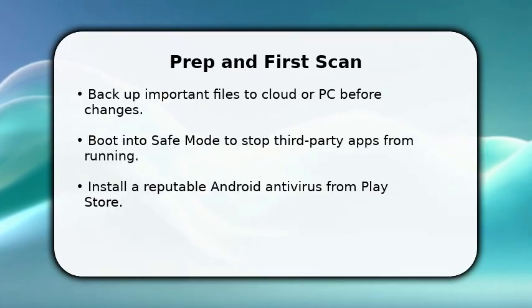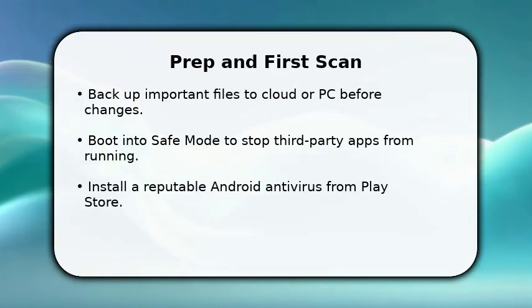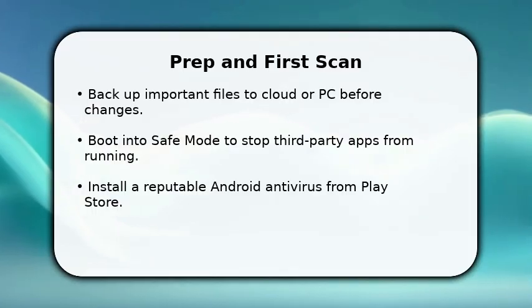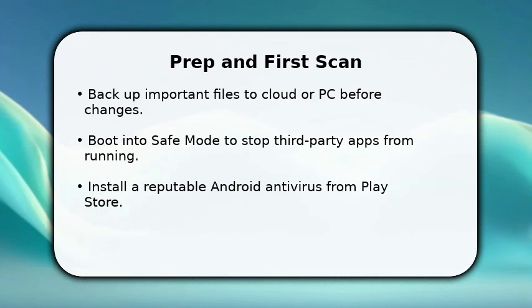Once in safe mode, open Play Store and install a reputable Android antivirus app. Choose one with recent updates and good ratings. Run a full device scan immediately. The scanner finds known signatures and quarantines suspicious files. Make sure to let the scan finish without interruption.